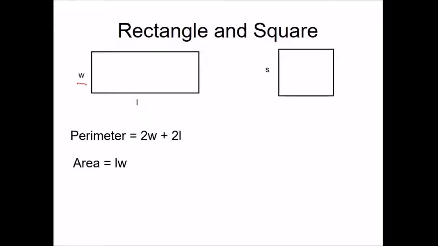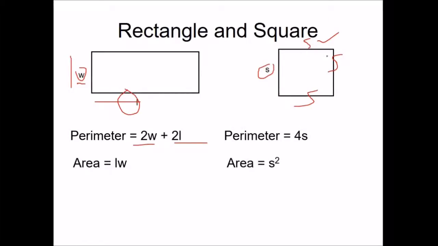Rectangle and square. For rectangle, if this is the width and this is the length, it is customary that you take the longer side as the length side and the shorter side as the width side. But for a square, you don't have to worry about it because all sides are the same. This is S, this is S, this one is S, this one is S. So what will be the perimeter? Perimeter will be again W, L, 2W, 2L. 2W plus 2L will be the perimeter. The area will be W into L, just width into length. For square, the perimeter will be just 4S and the area will be W into L, and in this case W and L are equal, which is S, so S square.